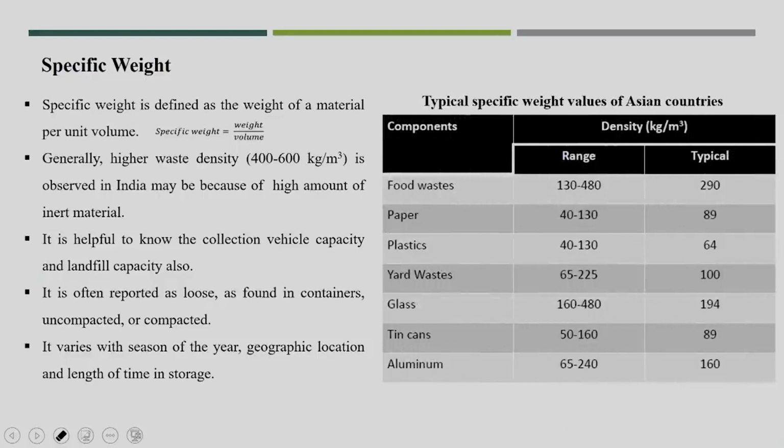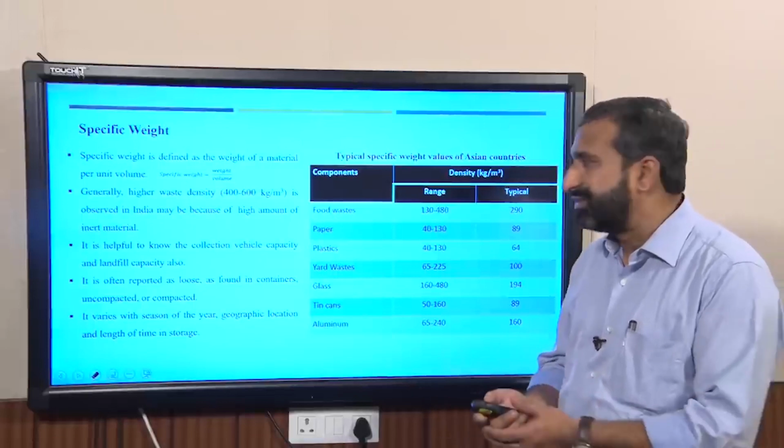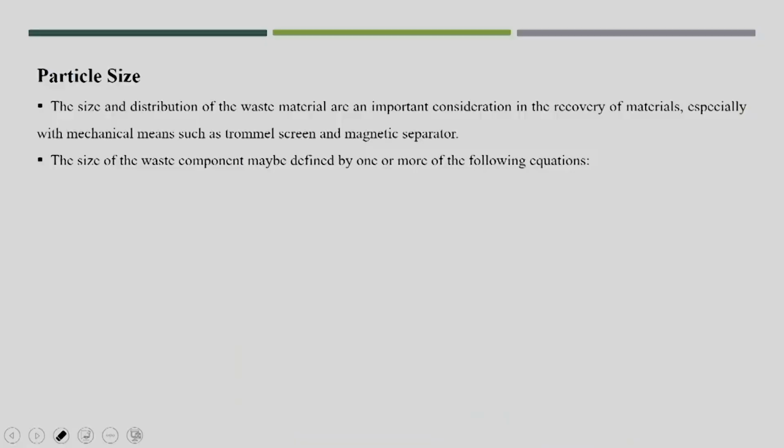This is one of the data sets for the specific weight values of different Asian countries. If you see, for food waste especially, the density is very high. Likewise, for paper and plastic, the density is very low, just 100 kg per meter cube. It also changes with the season, because the compositions change, and based on the composition the density will also change.